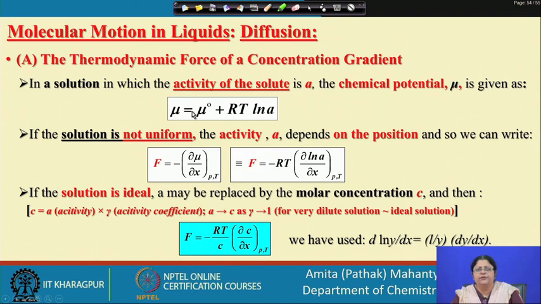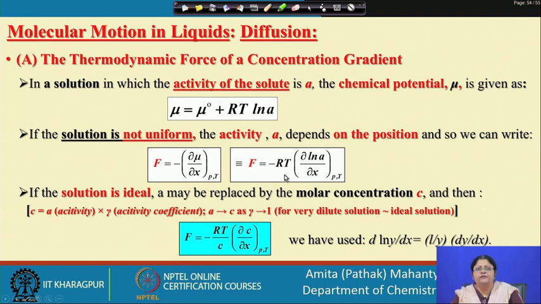The differentiation of the standard chemical potential is going to be 0 because this is going to be a constant. So, you have RT, the gas constant times temperature, which is a constant. So, the only thing which is going to be dependent on distance is the change in activity of the solute. So, I can write ln A differentiated with respect to dx at constant temperature and pressure. So, this expression of force can now be expressed in terms of the activity of the solute which we have.